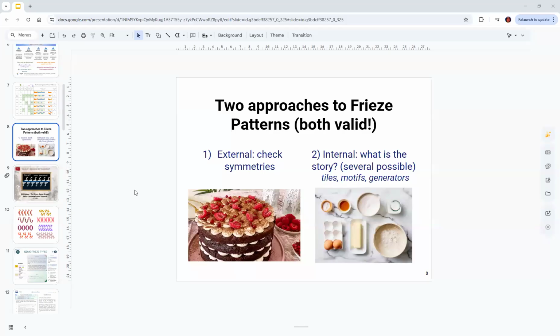Hi, mentors. Let's talk about two approaches to Frieze patterns. Both are valid. And this applies both to meeting 3 and meeting 4 when you're discussing the patterns.